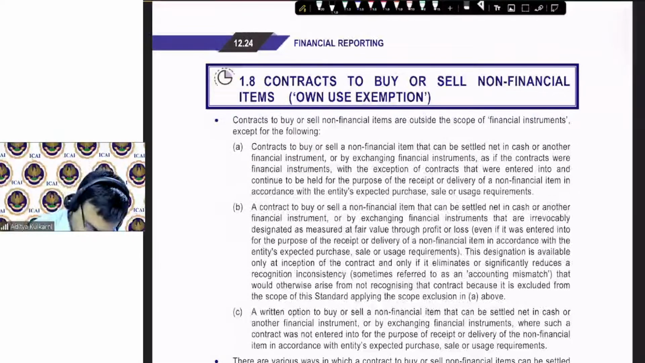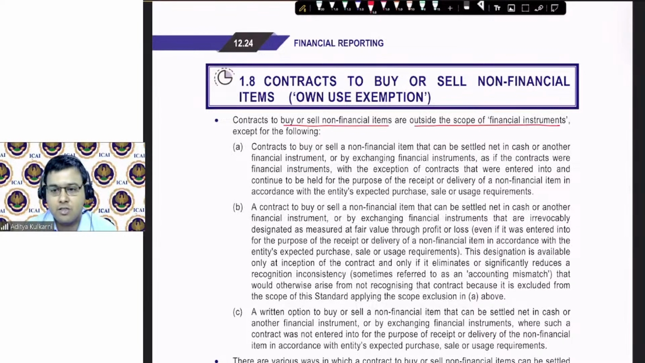See, contracts to buy or sell non-financial items are outside the scope of financial instruments, except for the following. Contracts to buy or sell that can be settled net in cash or other financial instruments. I told you, net settled commodity derivative contracts are going to be financial instruments, which is what they are saying. Only thing is the language used is a little lengthy. So they are saying own use exemption contracts are outside the scope, except for contracts that can be net settled in cash or other financial instruments.